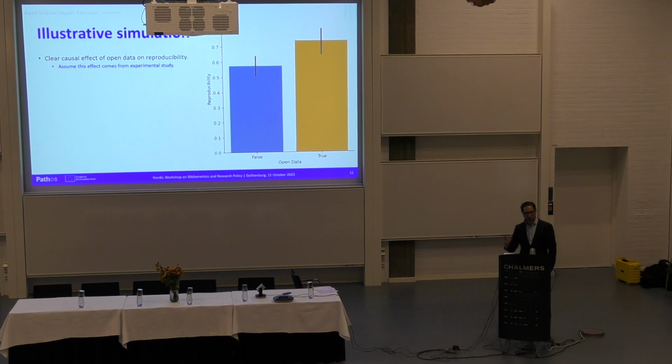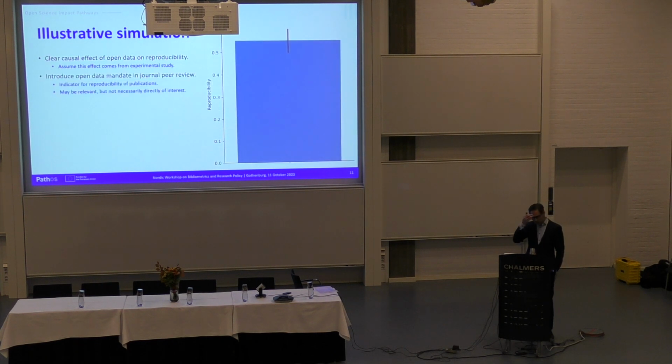But now comes the problem. Now suppose that we have this type of knowledge from one experimental study or another, and then we start to observe things for real. I said we have just an indicator on reproducibility. We don't prepare indicators for the effect of, in this case, open data on reproducibility, because that's a different question. But suppose that we have some sort of open data mandate in internal peer review, and then we measure the reproducibility of publications. So we measure it, and here we find it's 55 or so.